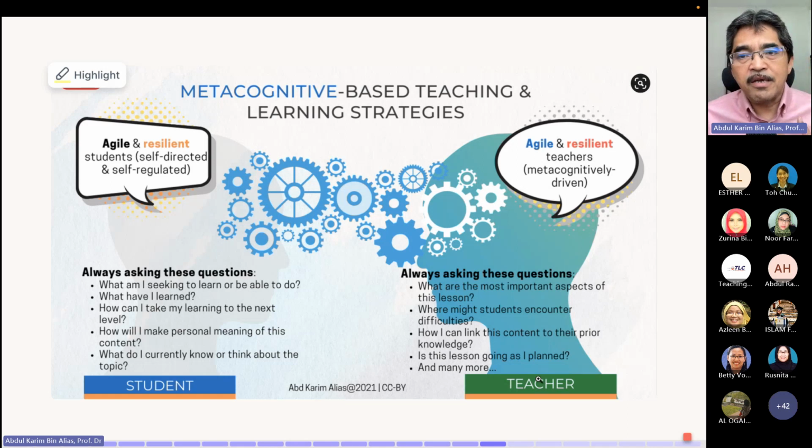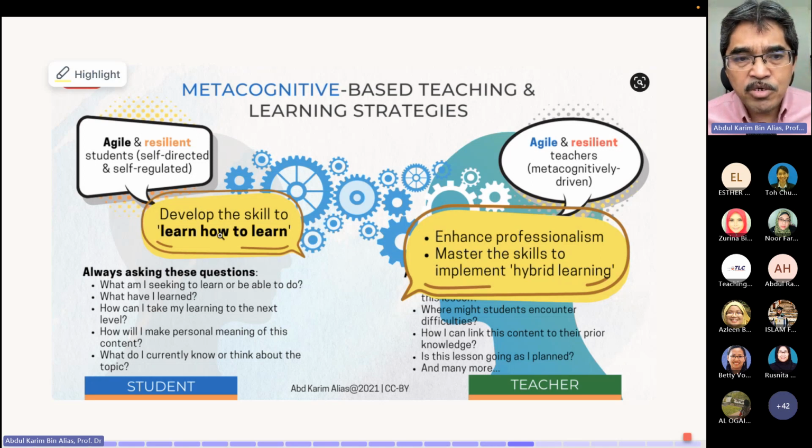On the teacher side, if you practice metacognitive-based teaching, you also ask questions to yourself every time. What are the most important aspects of this lesson? What are the key concepts that the students must get? Where might students encounter difficulties? So you see where the student would struggle. So you make sure that you will help them, you will scaffold and so on. How can I link this content to prior knowledge? Is this lesson going as I planned? And many more.